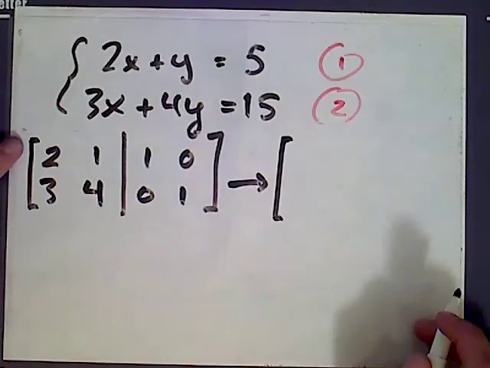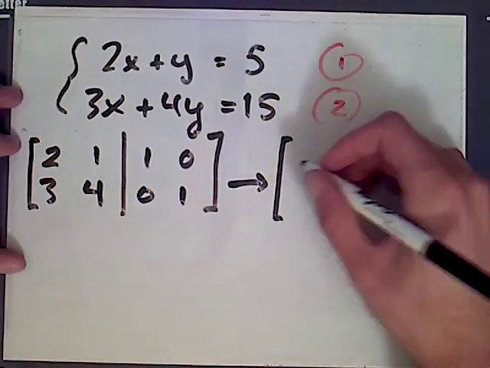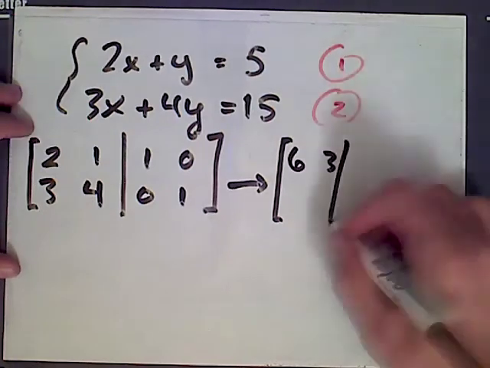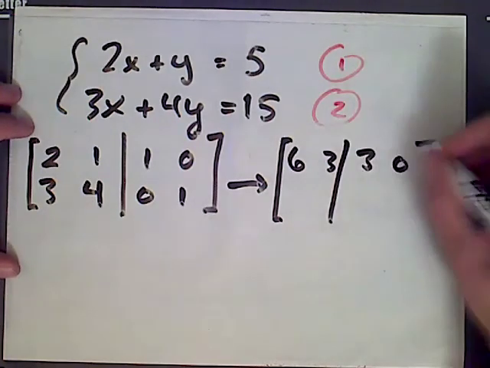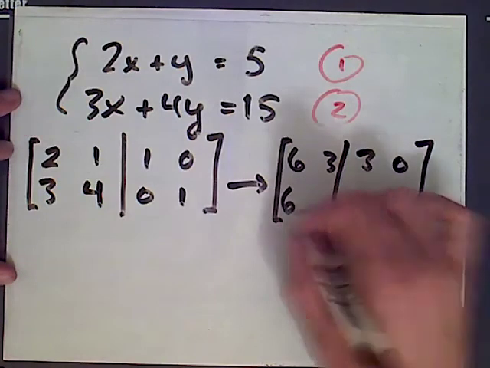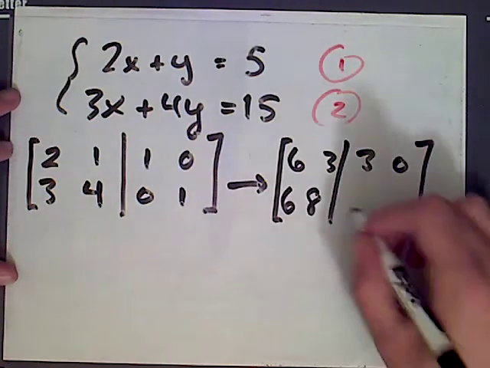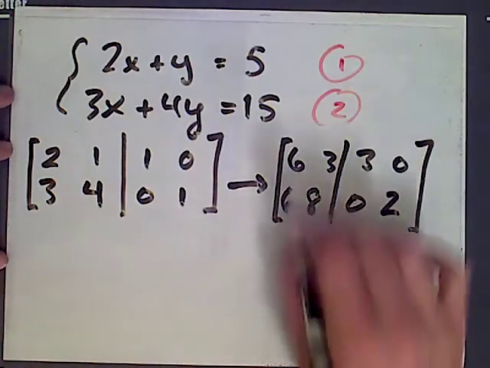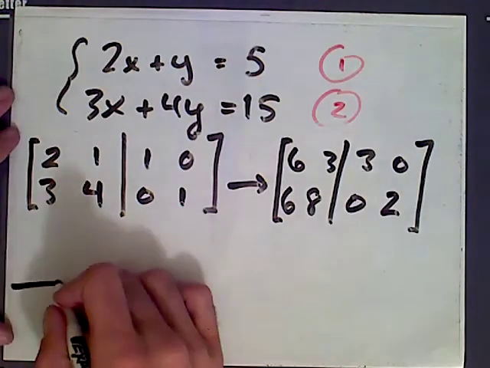We saw how to do this before. The first step is to multiply the top row by 3 and the bottom by 2. So that gives 3 times 2 is 6, 3, 3, 0, 6, 8, 0, 2. And then we took row 2 and subtracted row 1.